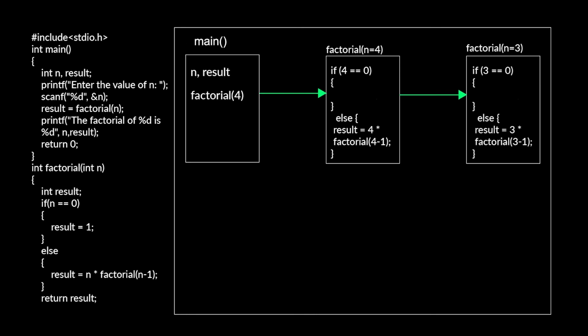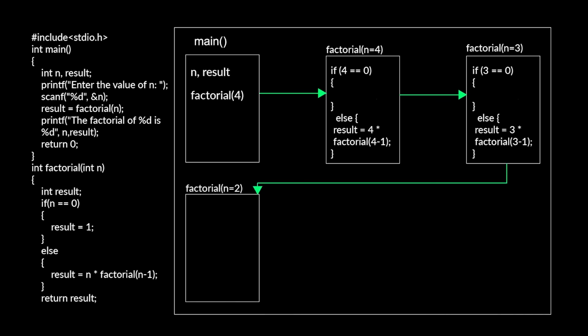Here if 3 equal 0, and we see that the condition is false, so in this case also the if block will not execute. Control goes to the else block. In the else block it is 3 into factorial of n minus 1, that is 2. Again we should find what is the value of factorial 2. So one new method space will be created for factorial n equal to 2.